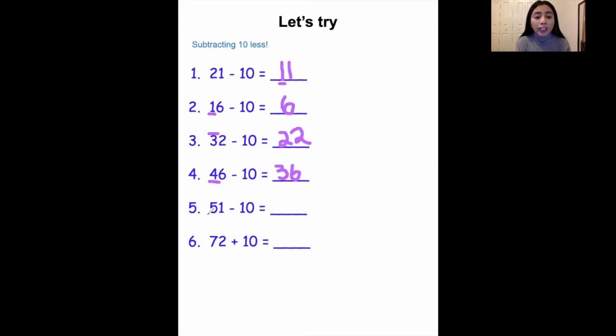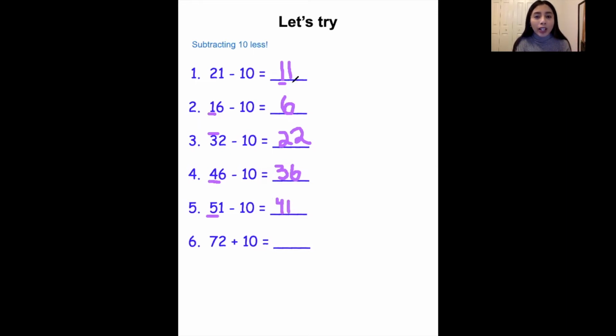Now let's look at our tens place in this number sentence. 51 minus 10 equals... Okay, so if I look at my tens place, I have to take away 1 from the 5. 5 minus 1 is 4. My ones place does not change. 41. 51 minus 10 equals 41.